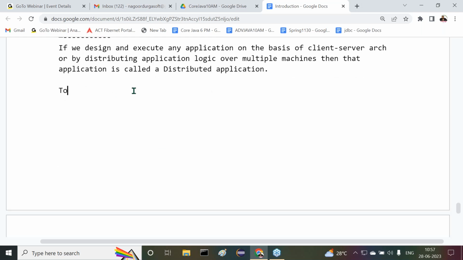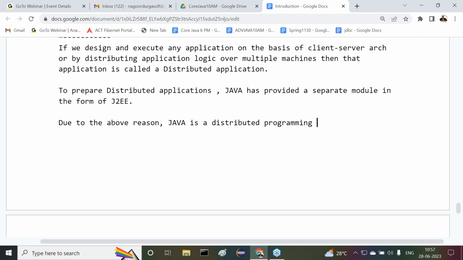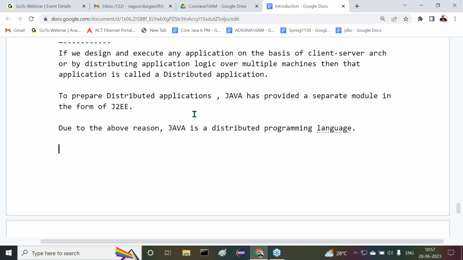Next, to prepare distributed applications, Java has provided a separate module in the form of J2EE. So due to the above reason, we can understand that Java is a distributed programming language. That's it, guys. This is exactly the point about the distributed programming language.